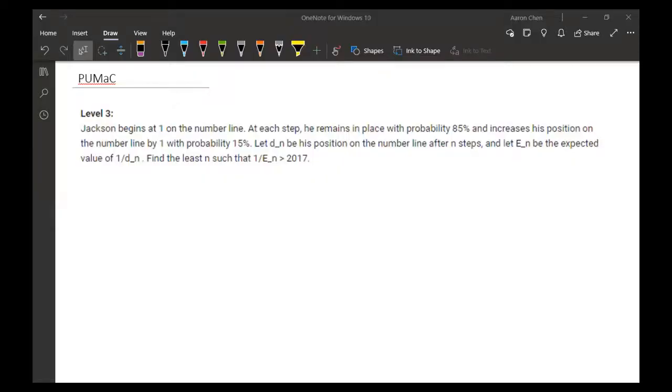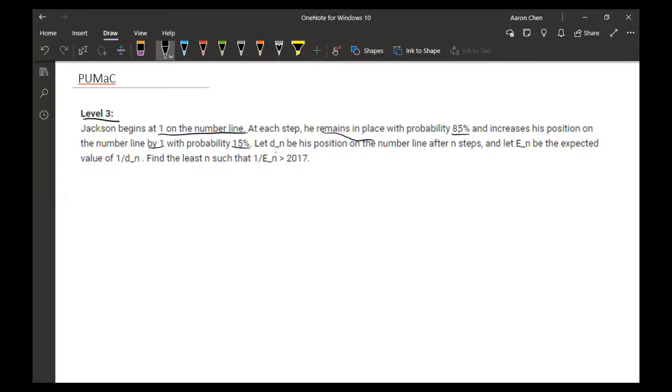So, first, level 3. Jackson starts at 1 on the number line. At each step, the chance that he remains in place is 85%, and the chance that he moves 1 step forward is 15%. You can see that 85% and 15% sum up to 100%, so there's no other move that Jackson will make.